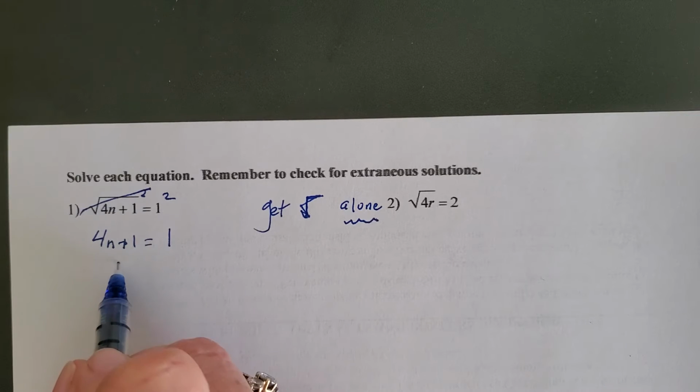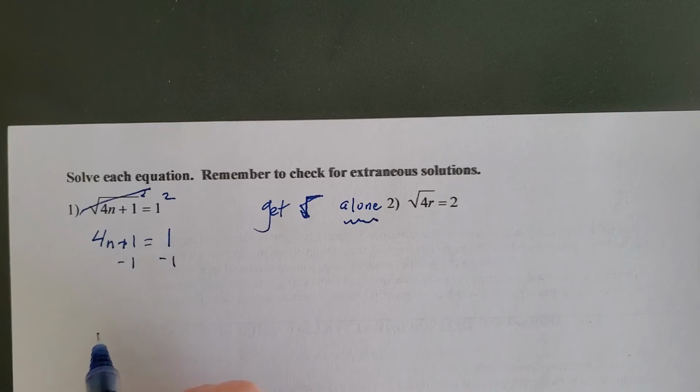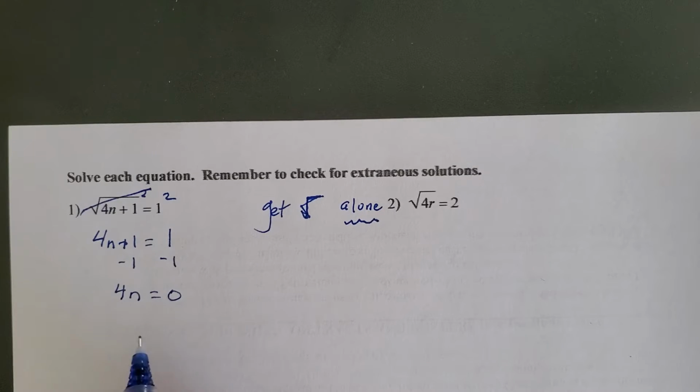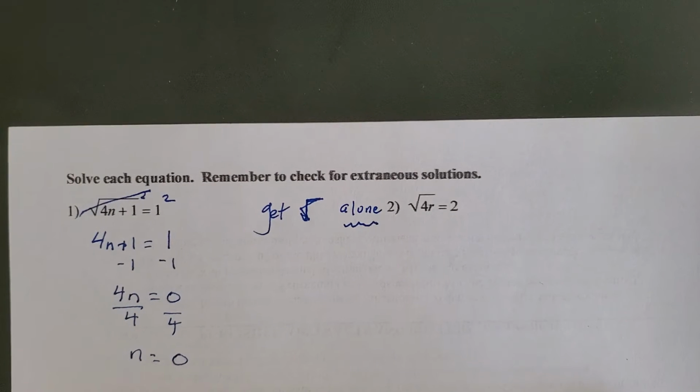You want to get 4n by itself, subtract a 1 from both sides. So we have 4n equals 0. N is multiplied by 4, divide by 4, and we get n is 0. Okay, so once we square it and get rid of the radical sign, it's just a simple little equation.